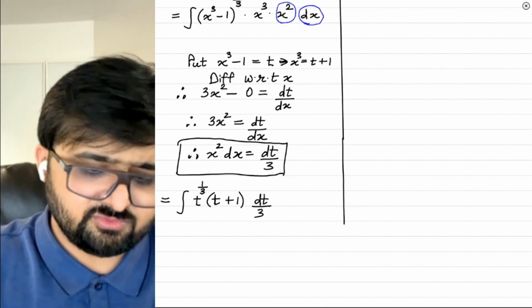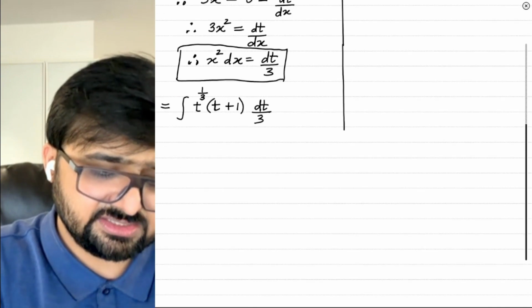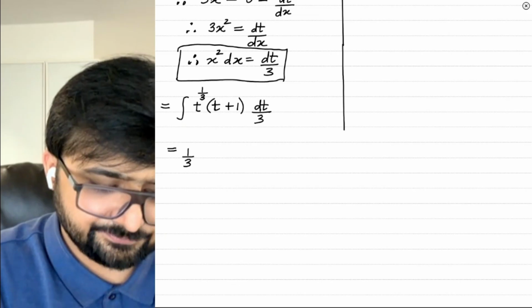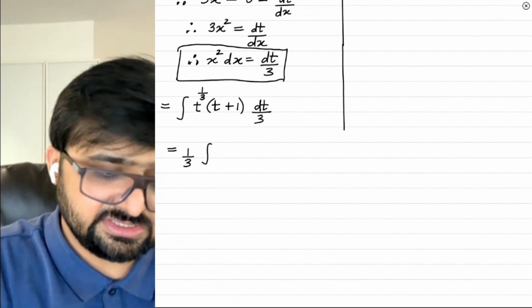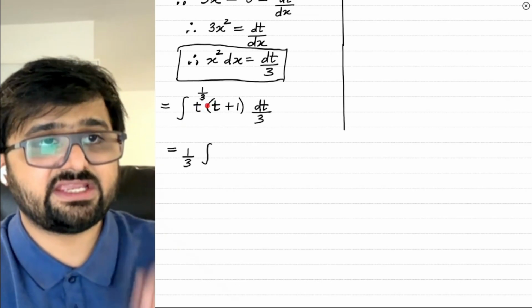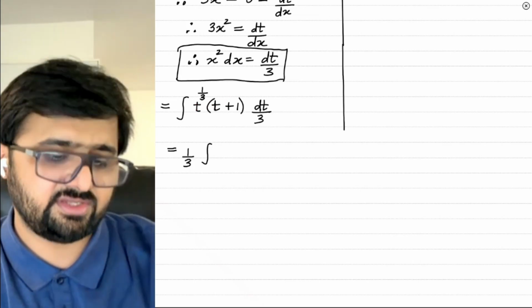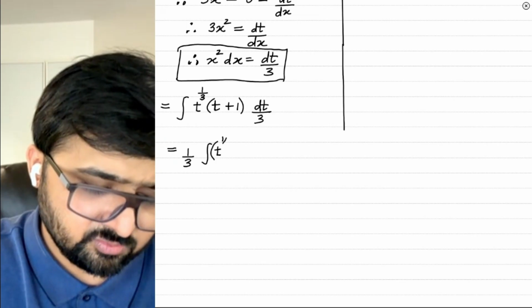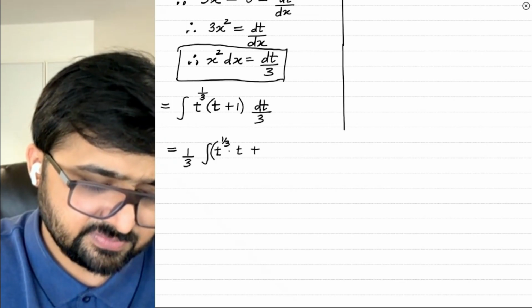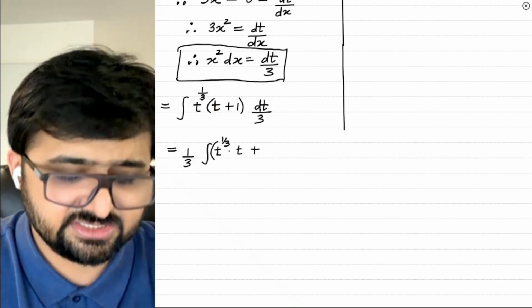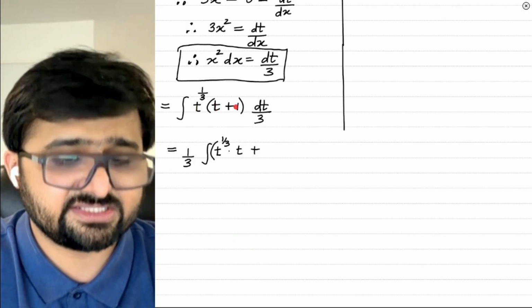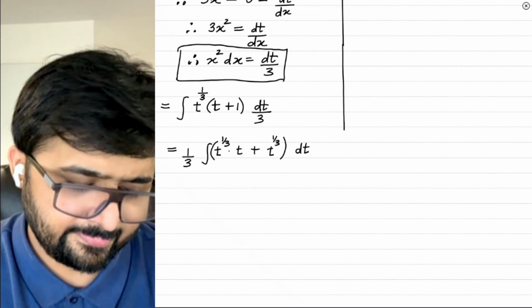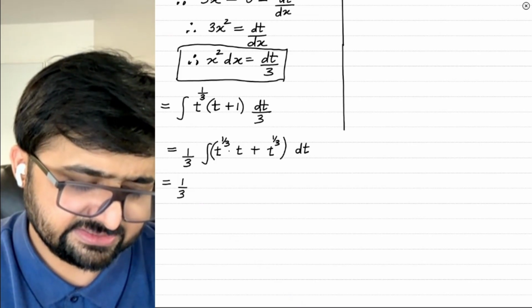Okay. Once you convert the entire integral in terms of t, this 3 is a constant and can be taken out of the integral. So 1 by 3 integral of, and this t to the power 1 by 3 we can just multiply in the bracket. So this will become t to the power 1 by 3 times t, plus t to the power 1 by 3 times 1, which is t to the power 1 by 3, and dt.